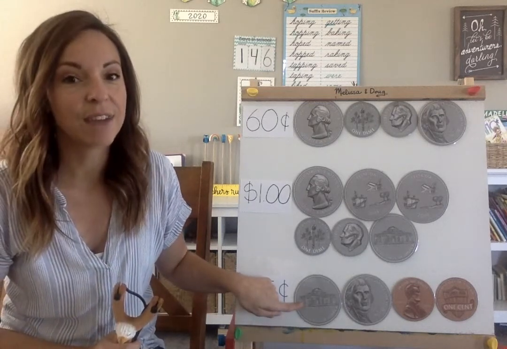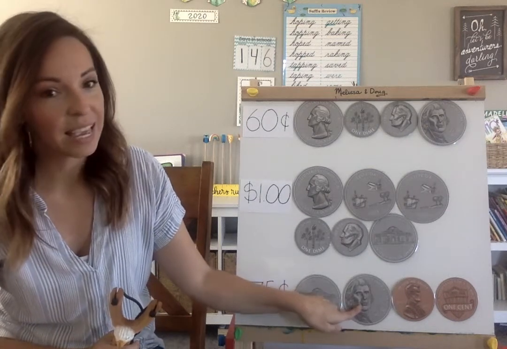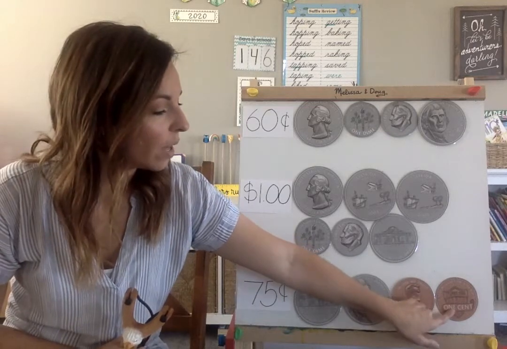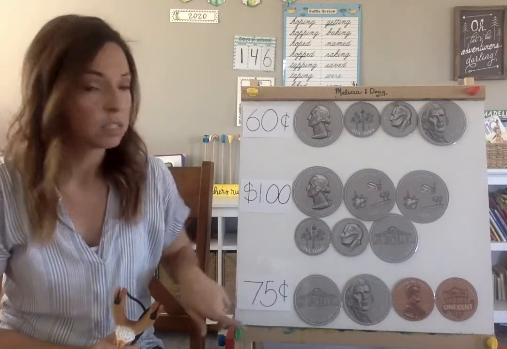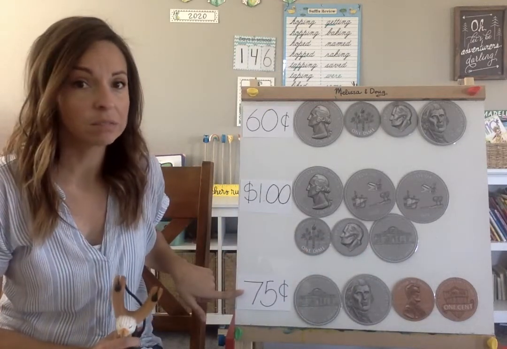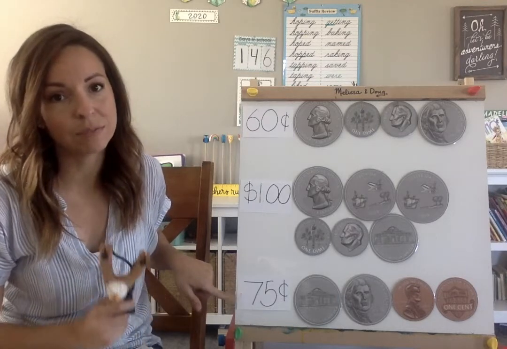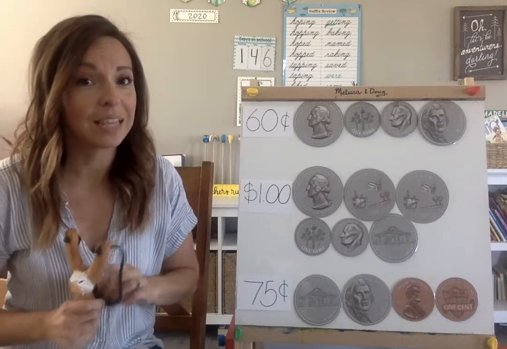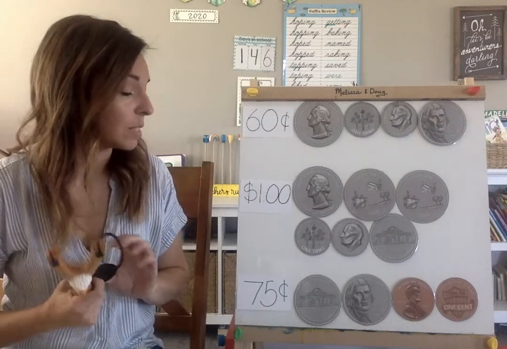Ready? 5, 10, 11, 12. I have 12 cents. Do I have enough money to buy this slingshot? No, I don't. I'm gonna have to work a little bit harder, maybe do some chores at home. Maybe I'll earn some more money so that I can come back and buy this awesome slingshot.